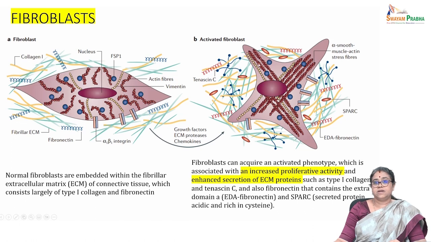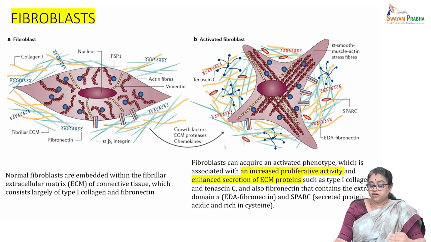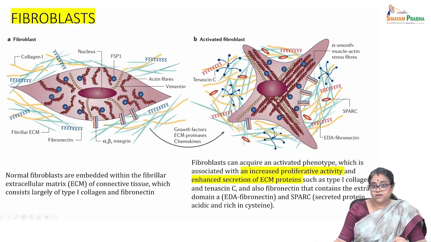Now, what happens if it gets activated? When it gets activated, that is, when it acquires an activated phenotype, it is associated with an increased proliferative capacity. So once it gets activated, it can undergo a lot of proliferation, and it also has an enhanced secretion of the ECM proteins such as type 1 collagen, tenascin C and fibronectin.